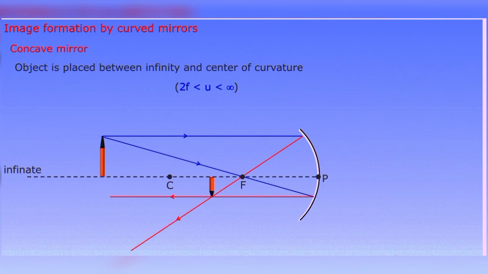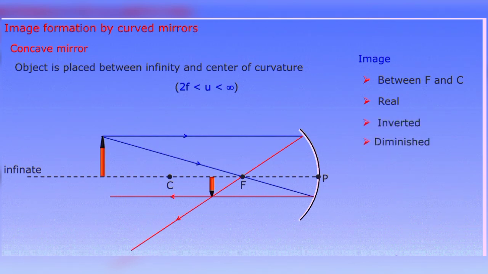To get an image of the object, at least two rays are required. One is parallel to the principal axis, which passes through the focus after reflection, and the second is passing through the focus, but after reflection it will pass parallel to the principal axis, and these two reflected rays meet between F and C. The size of the image is less than the size of the object. So the nature of the image is real, inverted and diminished.